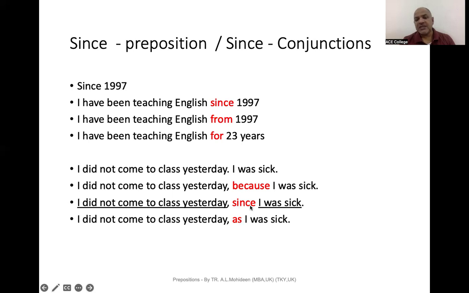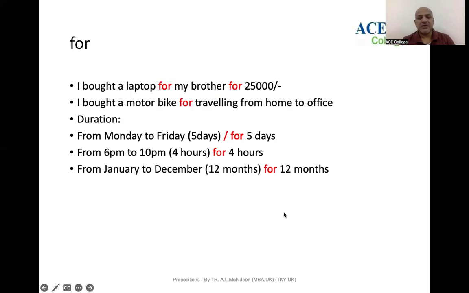But here the since is conjunction. Here the since is preposition. You have to understand. Here the since is connecting two sentences. Here since is coming in same sentence. So that's why this is preposition. This is conjunctions. We will discuss about conjunctions after tense discussion. So after this preposition, we are going to discuss about tense. Okay, then we will understand.